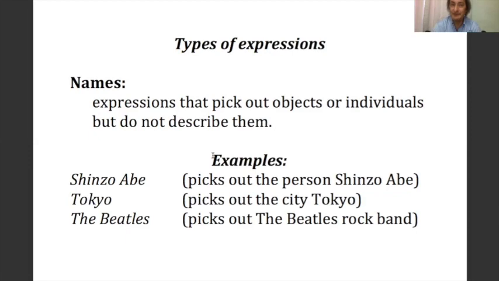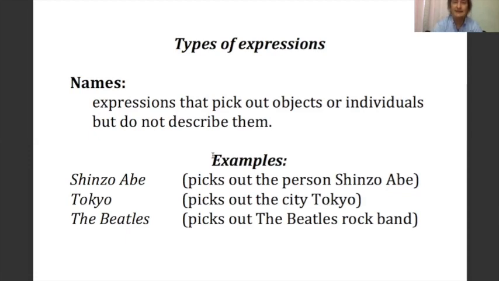Names can be of people and of places, like Tokyo, we've seen before. And they can also be things like the Beatles, which picks out a rock band. Now, the Beatles does not look like a name. It looks like a definite description. It's got the word "the" at the beginning.